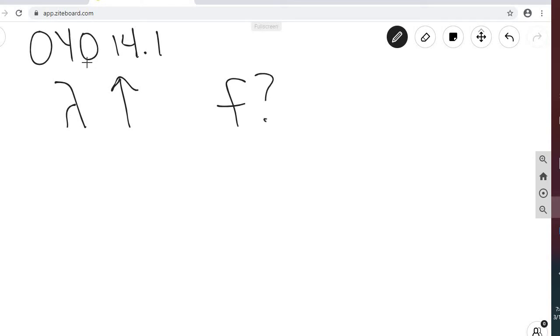Okay, so we said earlier that wavelength and frequency are inversely proportional. So if you increase wavelength, then that means that you would decrease frequency. Wavelength and frequency are inversely proportional to each other. Then let's look at On Your Own 14.2.